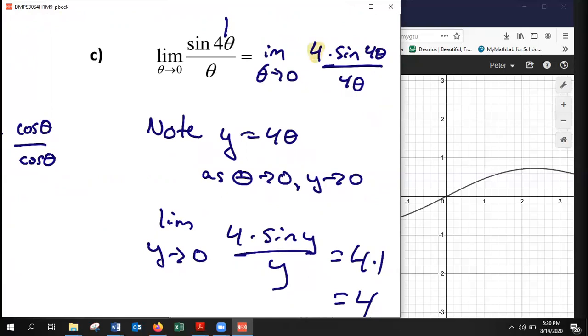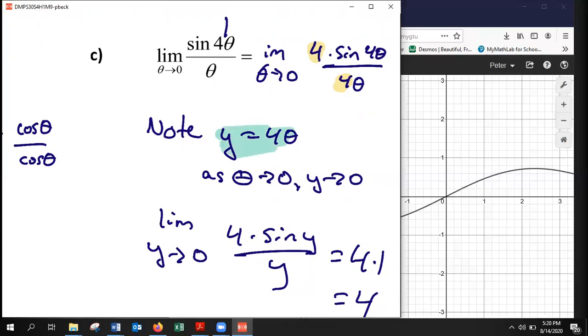But what I can do is I can manipulate this problem, and my manipulation is as follows. If I multiply by 4 over 4, this gives me the sine of 4 theta over 4 theta. Now, a lot of people will go, oh yeah, it makes sense, sine of 4 theta over 4 theta, that should approach 1. But let's be a little bit more articulate about it.